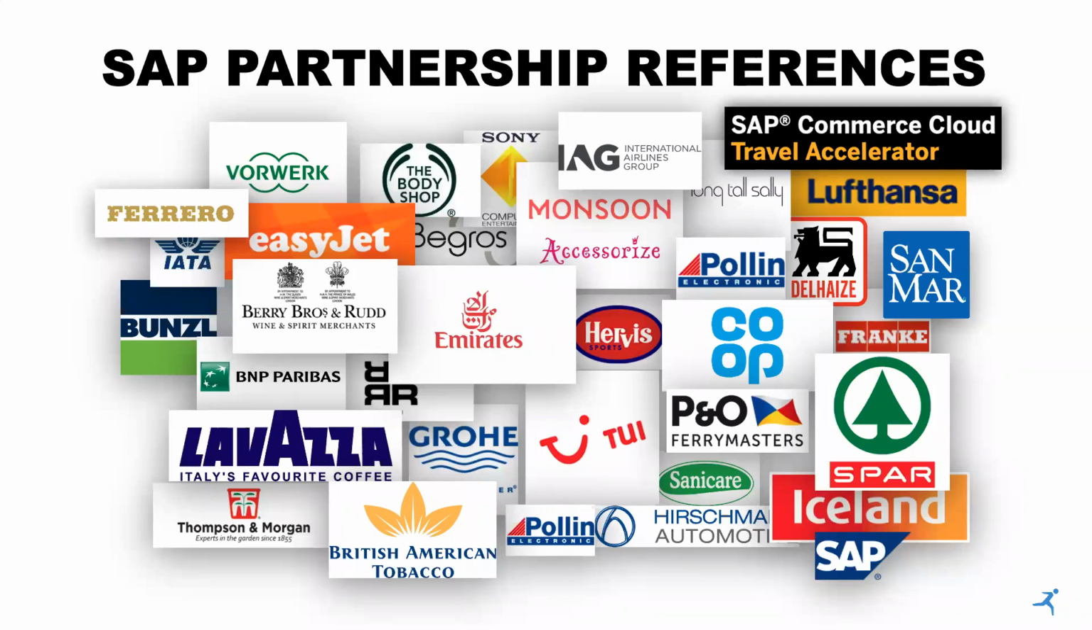And another vertical we have been exploring was groceries. So you will see Coop, you will see Spar, you will see Iceland also mentioned on this slide. So these have been the more recent clients of ours, and we are definitely quite actively building competency in that area.